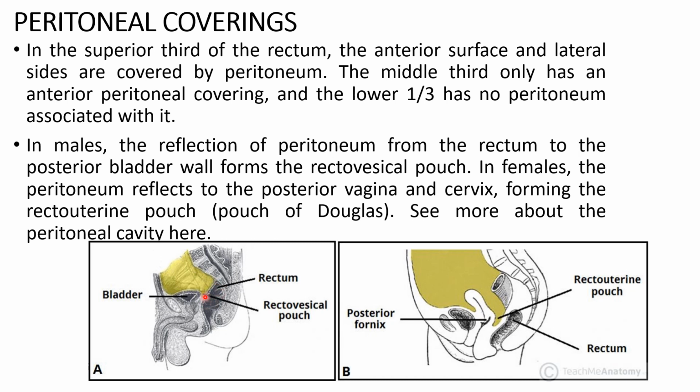This is in male. It is called a rectovesical pouch. This is the urinary bladder. This is the rectum, in between which there is a pouch of peritoneum called a rectovesical pouch. In female, this is rectum, this is uterus, and in between there is a pouch, and that is called a rectouterine pouch or pouch of Douglas.